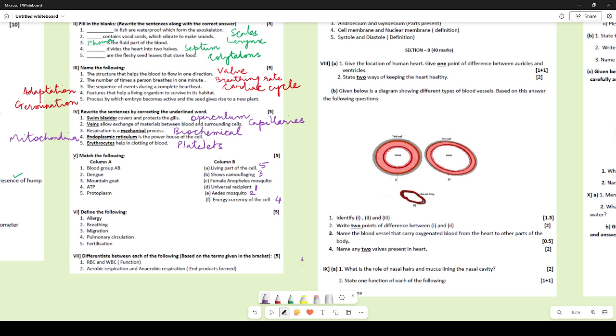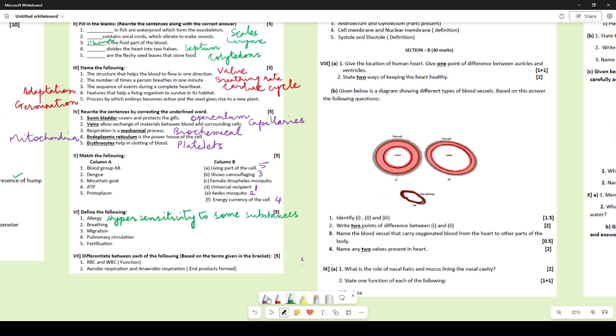Now, when we are talking about allergy, some have written allergy is caused by allergens. No, that does not give you the definition. So, for allergy, what you are supposed to write is that it is the hypersensitivity to some substances. These substances are basically harmless, but some people, they show hypersensitivity to some substance, and this condition is called as allergy, right?